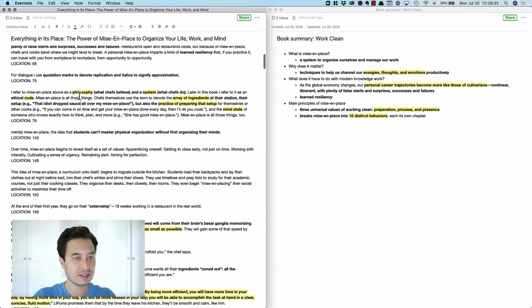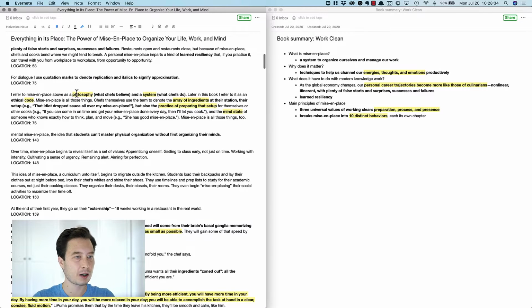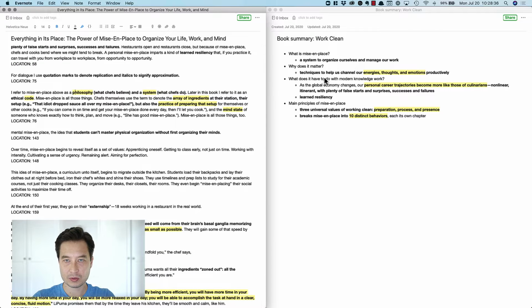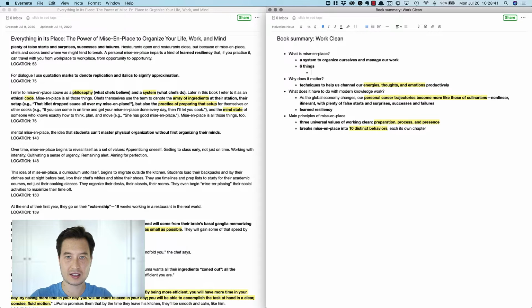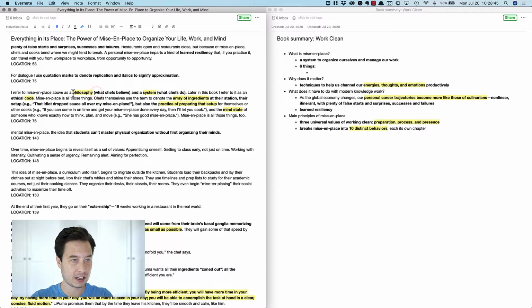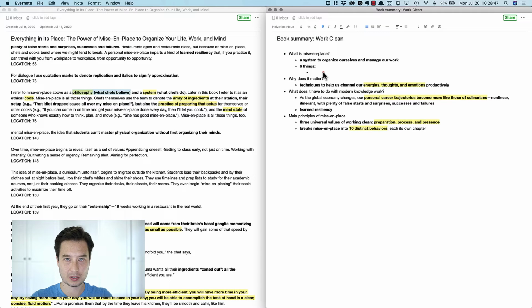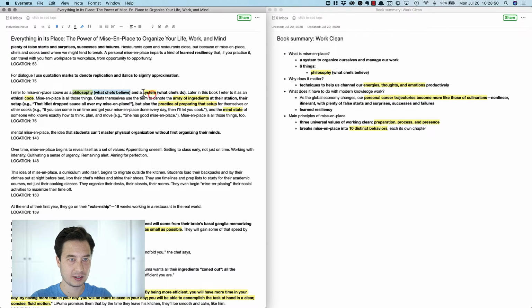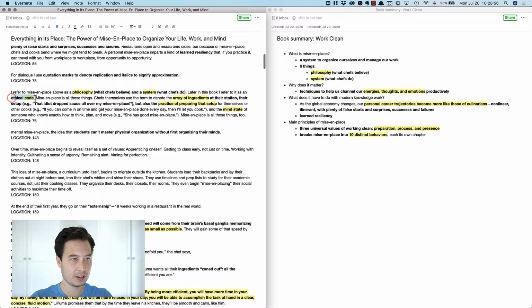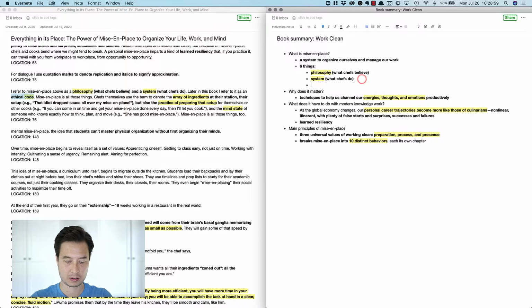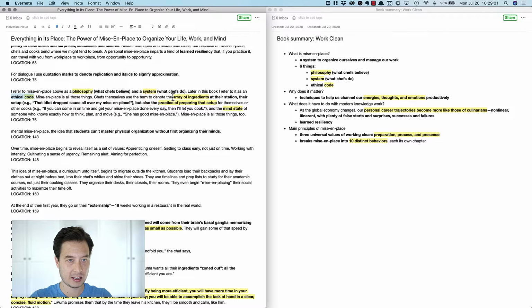Okay, so here's the other paragraph that we looked at before, which answers this question further. So I'm going to say it's 6 things. Put a colon there. It is a philosophy, what chefs believe. It's a system, what chefs do. It's an ethical code. It is an array of ingredients at their station.